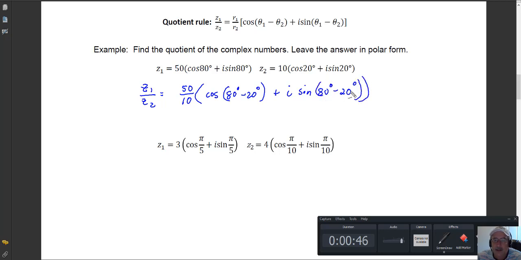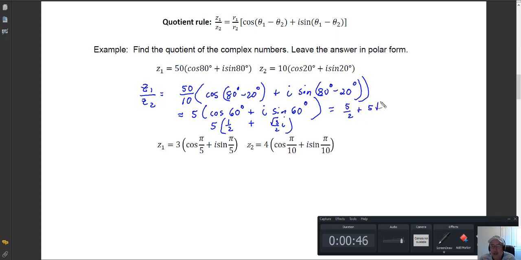And we'll go ahead and clean this up. So the quotient of these two numbers would be 5 times the cosine of 60 degrees plus i sine 60 degrees. So this would be polar form. Now, if we wanted to go rectangular or standard, we would take the cosine of 60, which we know is 1/2, the sine of 60, which is the square root of 3 over 2 i here, and we could then distribute the 5 on the outside through and get this answer, 5 over 2 plus 5 times the square root of 3 over 2 i.